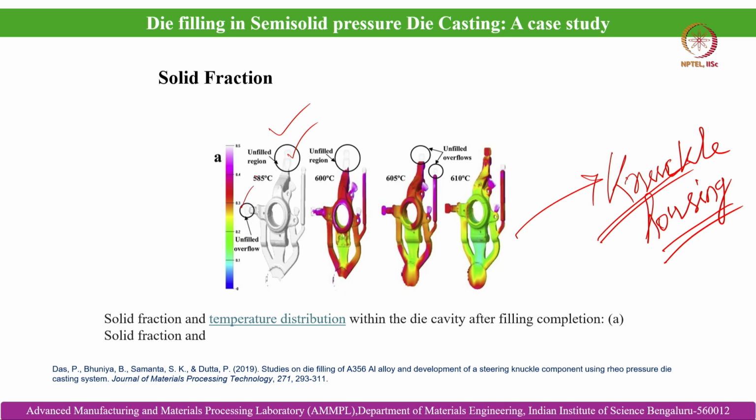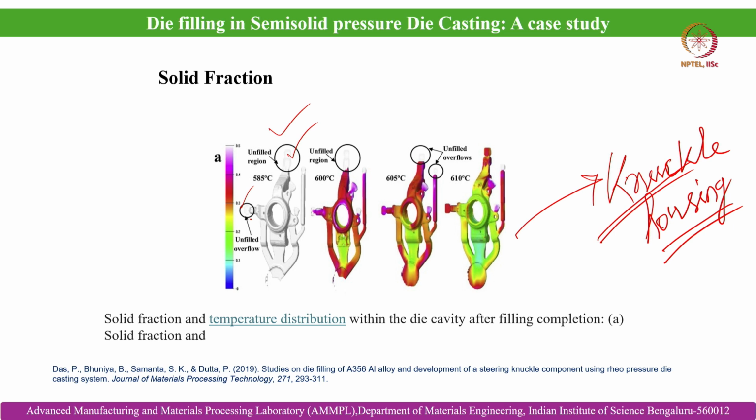What is the function of overflows here? The overflows are basically responsible for providing the extra space, and also they are responsible for trapping the dross, inclusions which are present within the melt, and also some gas porosity, so that the actual component geometry becomes free from defects. So if the overflows are not filled at that temperature, the chances of defect formation within the component are very high. So that's why we need to discard that.